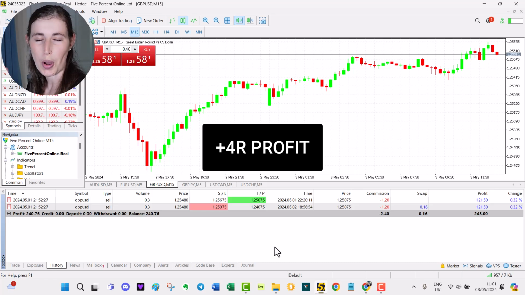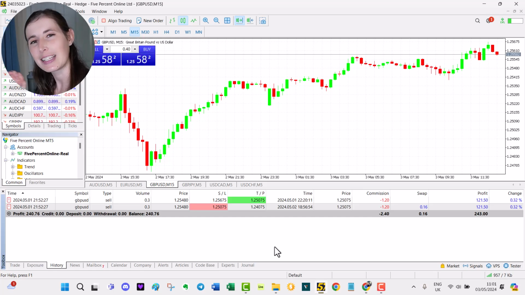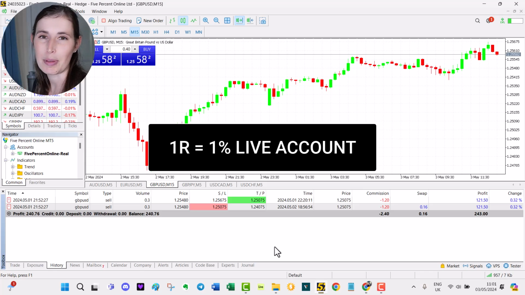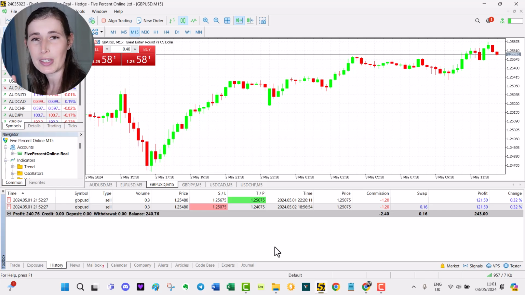So I risk 1R per trade. It varies depending on what account I trade with. I risk a little bit less in my prop account. In my live account with Vantage, I risk a little bit more, risking 1% per trade. But for this trade in particular, I made 4R profit, 4 times my risk in return. So how exactly did I do this trading news? Well, let's start right at the beginning.